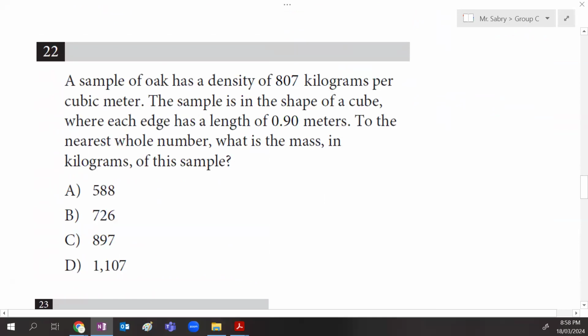22. A sample of oak has a density of 807 kilograms per cubic meter. The sample is in the shape of a cube where each edge has a length of 0.9 meters. To the nearest whole number, what is the mass in kilograms of this sample? What's the story? Apparently there is something here that has to do with a rate, which is 807 kilograms per cubic meter. So I can write those here as 807 kilograms per 1 cubic meter, meaning meter to the power of 3.